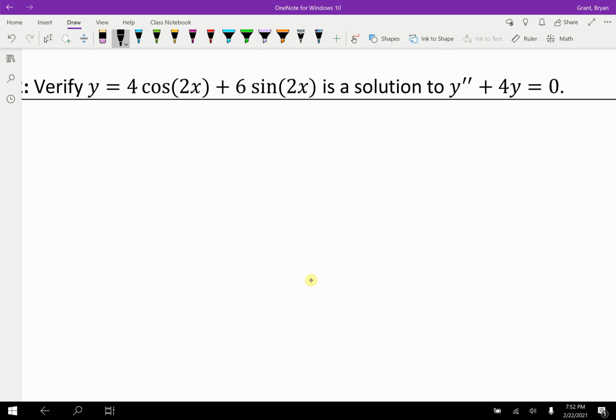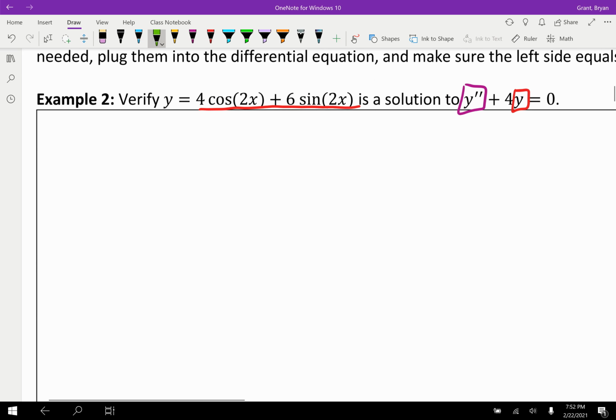Verify this is a solution to that. Well, we already know y. That's pretty easy, right? We know we can substitute y with that guy. But we do need y double prime. Oof. And so to find y double prime, let's start with y prime. Okay. Y prime is just the derivative of this. We have 4. Derivative of cosine is negative sine, so I just tack the negative onto the 4. Inside stays the same times 2.